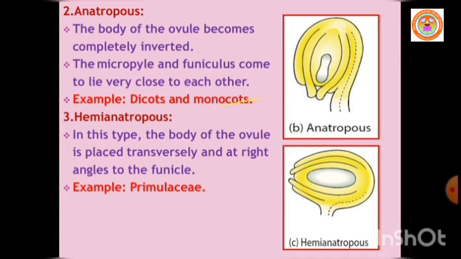Now, anatropous ovule. In this type of ovule, if you observe, the body of the ovule becomes completely inverted. The micropyle and the funicle come to lie very close to each other. This type of ovule you can see in dicots and monocotyledon plants.